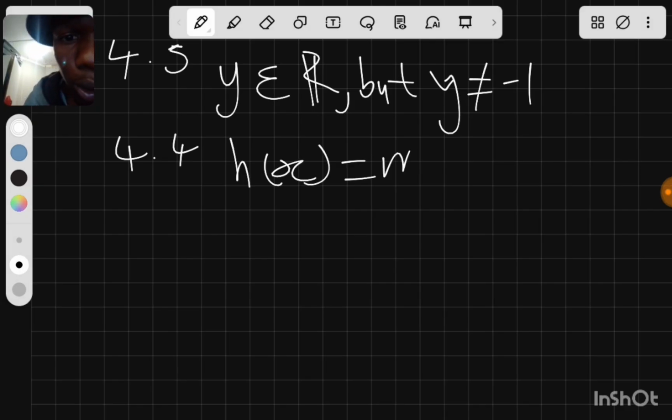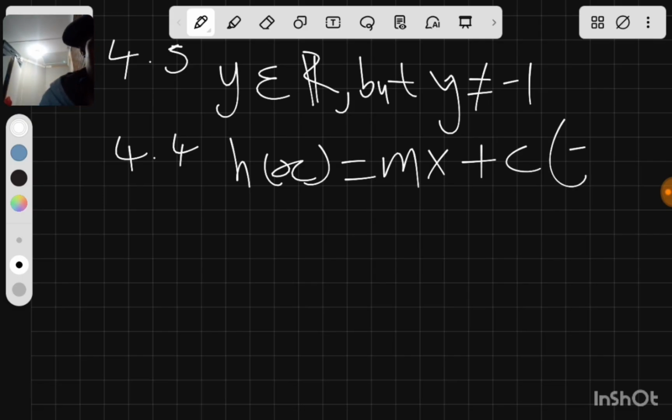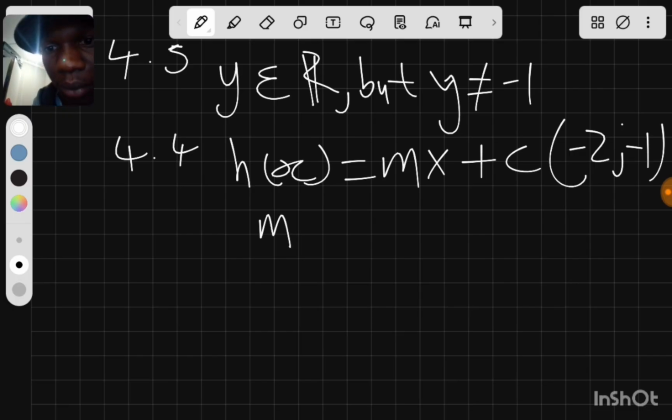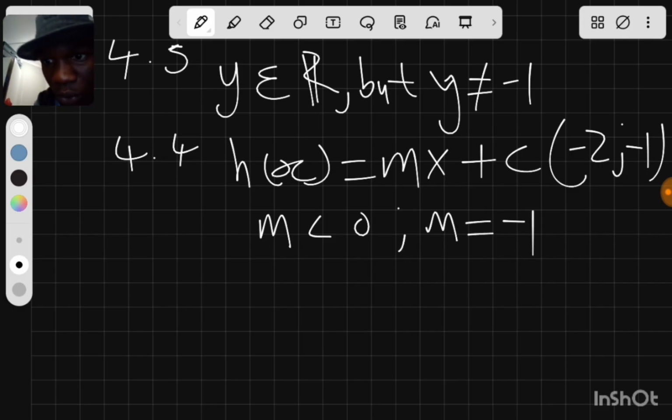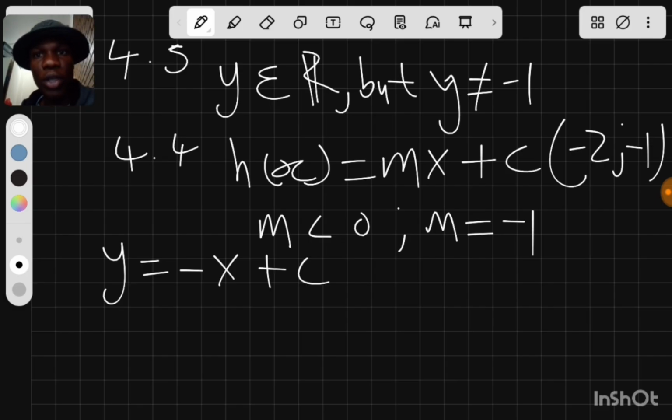h of x is equal to mx plus c. But do we have any points? Yes, it's minus 2, minus 1. We are told that m is less than 0, so therefore m is equal to minus 1. They want it in terms of y equals something, so we're going to have y equals minus x plus c.